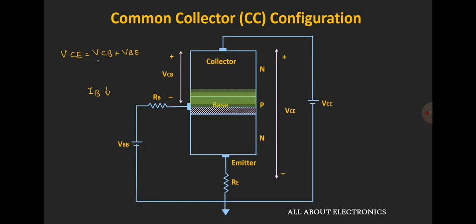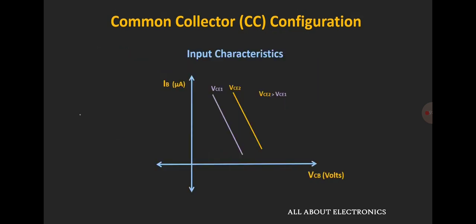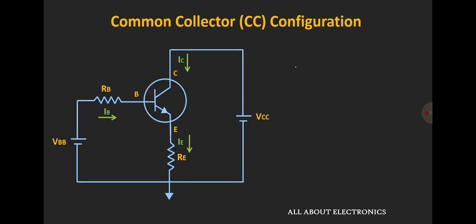Now for the fixed value of VCB, as we increase the voltage VCE, or in other words, as we increase this voltage VBE, then the base current IB will increase. Because as the voltage VBE increases, more and more electrons will be pushed by this emitter terminal. And due to that, this base current IB will increase. That means for the fixed value of voltage VCB, as we increase this voltage VCE, then the base current IB will increase. Or in other words, for the larger value of VCE, the entire curve will get shifted to the right hand side.